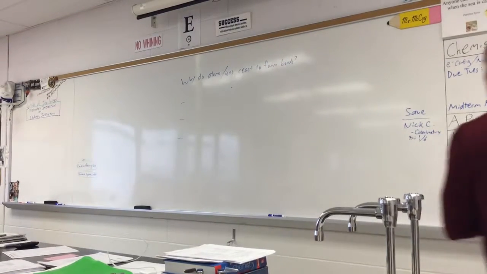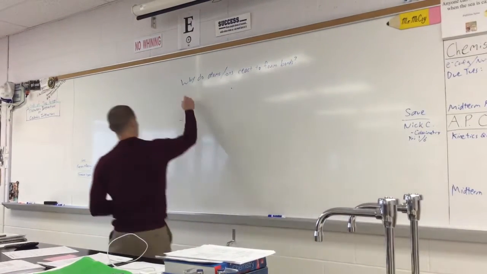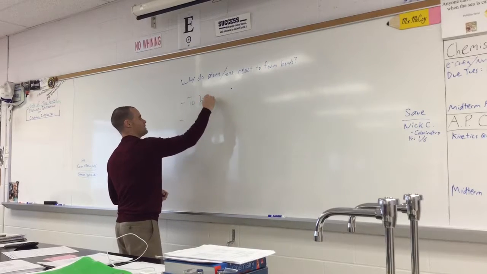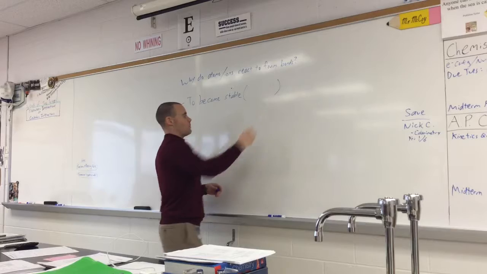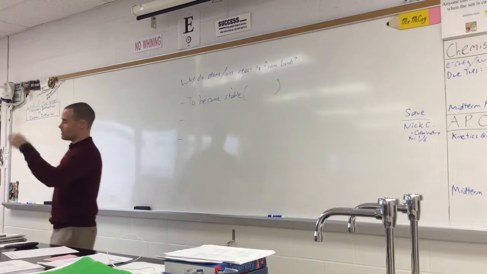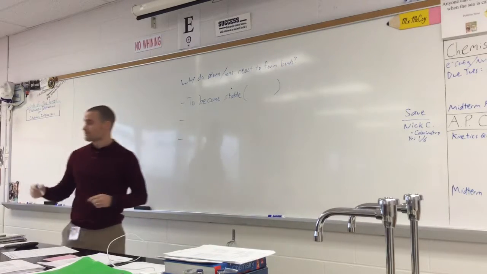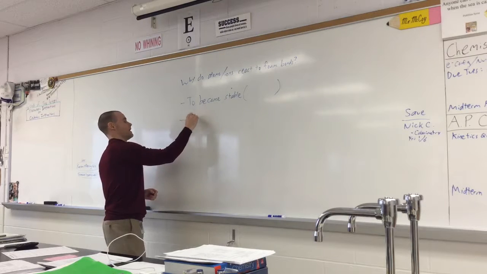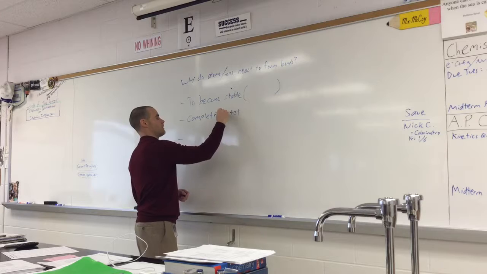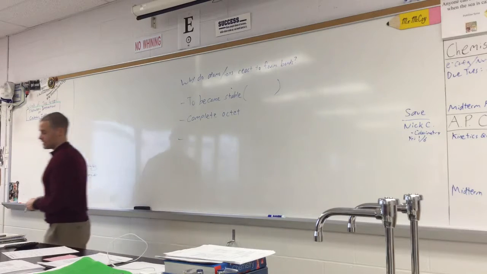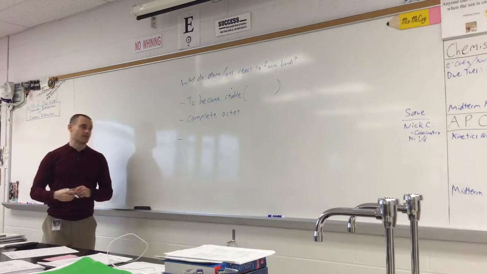Good job. To become stable. And in chemistry, there's a term that I want you to think. When you think stability, I want you to think this. All right, good. Complete octet. That's the second one. Good job. Where's an octet? Because I keep saying octet. Complete octet. That means 8 valence electrons.